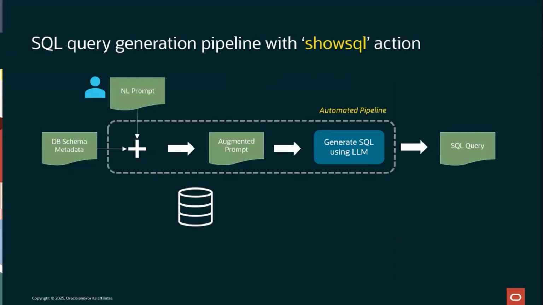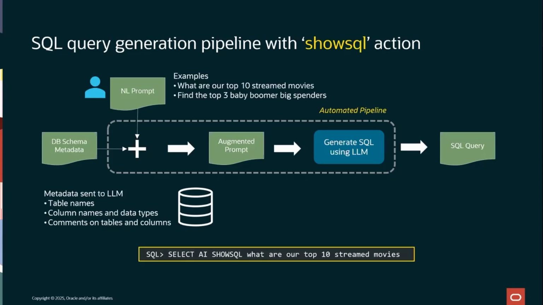So, how does this work with Select AI? Well, we start with the user's natural language prompt and augment it with the database schema metadata and other instructions. This augmented prompt is provided to the LLM, which then generates the SQL query. And consider the example prompt as we saw earlier, find the top 3 baby boomer big spenders.